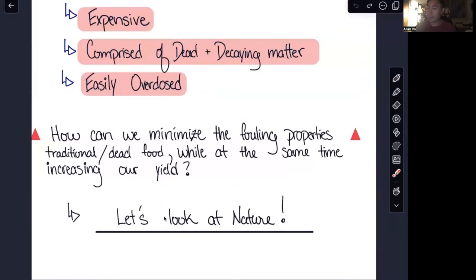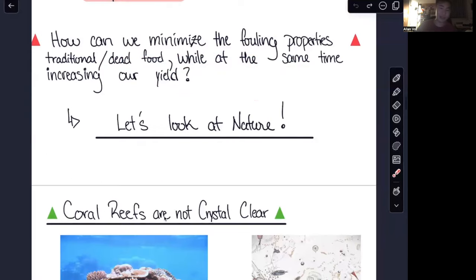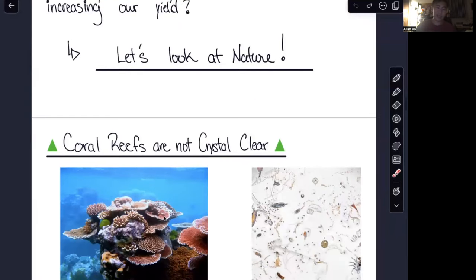So my goal was to minimize these fouling issues while increasing the amount of product, if possible. That sounds like a pipe dream. How can I use less and get more? That's the million-dollar question, right? But what I did was start looking at nature, realizing what a coral reef is and how it actually functions, and applying that to a closed environment, our aquarium.